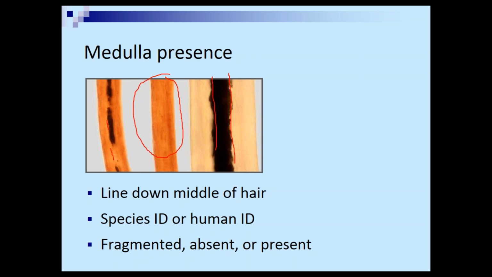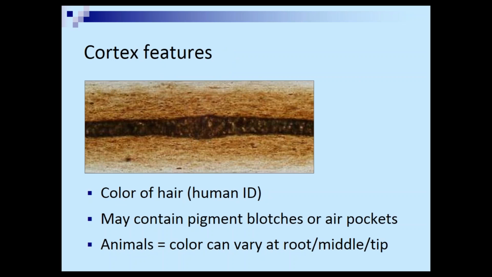All right, so we could have the same color of hair, but our medulla may look different. So that means that the medulla, for human identification, can differentiate humans. Different humans may have the same color of hair, but their medullas may look different.